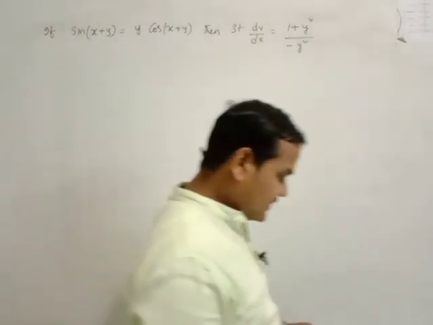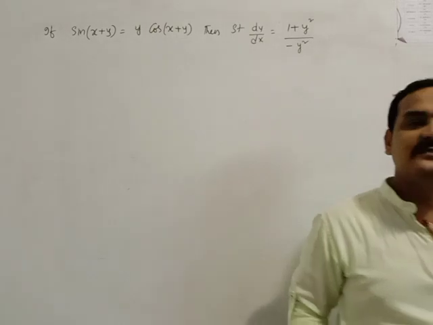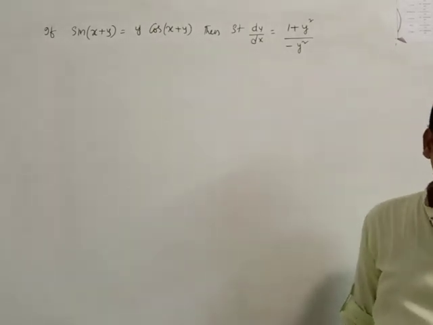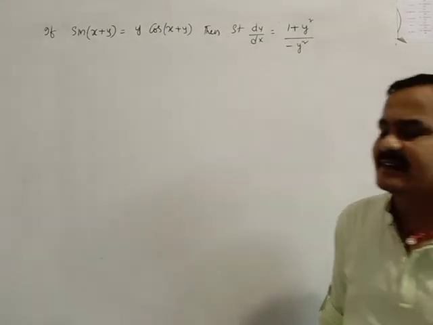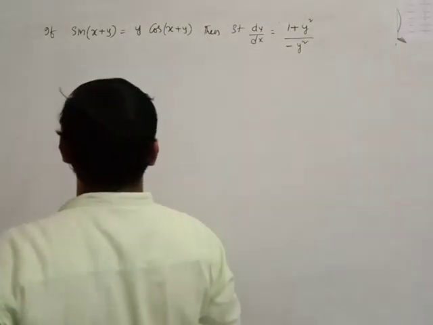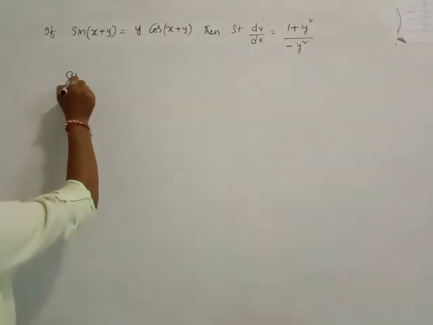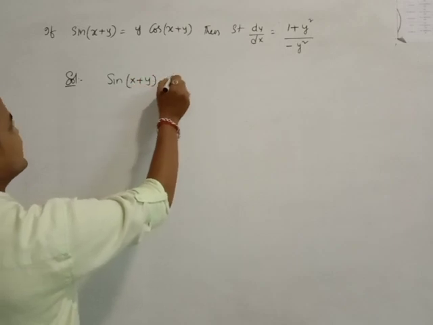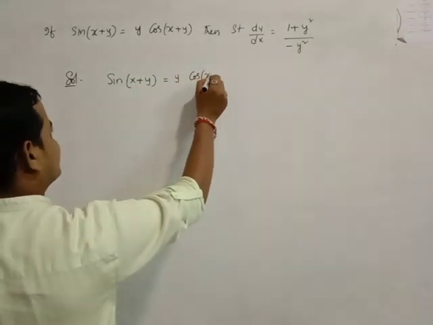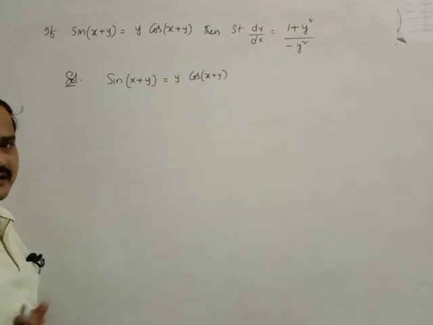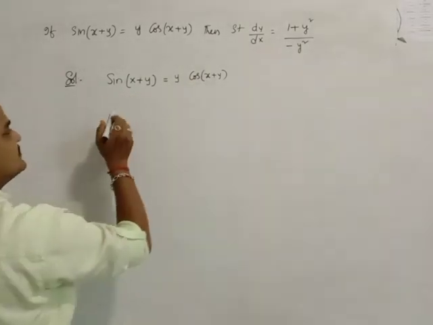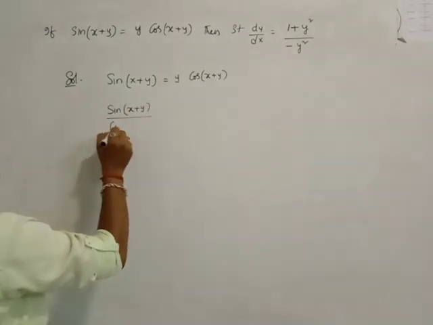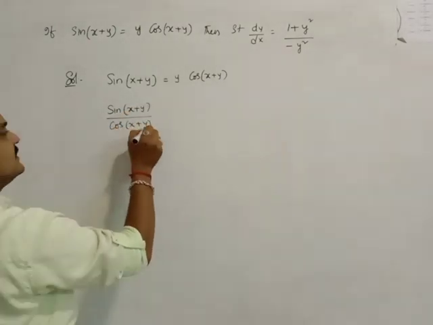In most textbooks and guides, this problem is made very complicated. But no need of that much thinking and complication. Just logically think, then you will get the answer very easily. First of all, write down the question. Sin of x plus y is equal to y into cos of x plus y. Don't go directly to the derivative. Bring this cos to this side. Means sin of x plus y by cos of x plus y is equal to y.